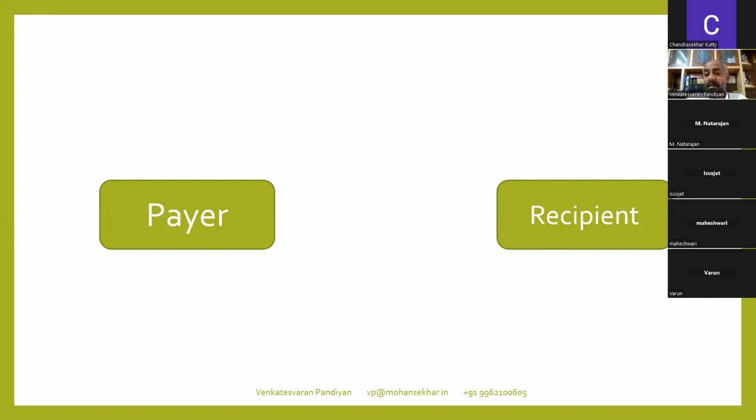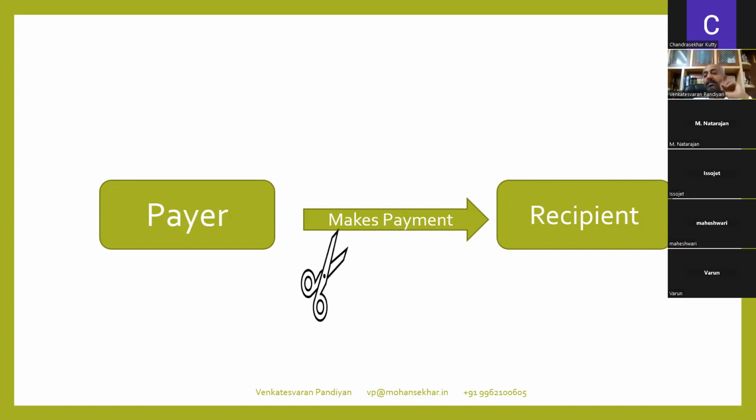Services could be like consulting services. They take consulting services from an architect or an engineer, a chartered accountant or a cost accountant. So they take a service, or they purchase goods, or they pay for certain expenses, something like rent or interest. All these things, when the payer pays the money to the recipient, he cuts a portion of the payment, and that portion is tax deducted at source.